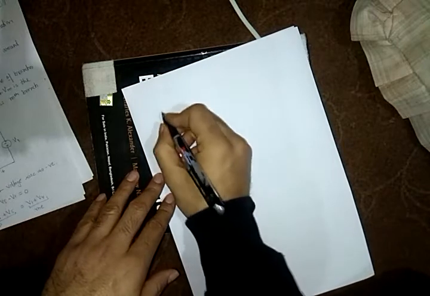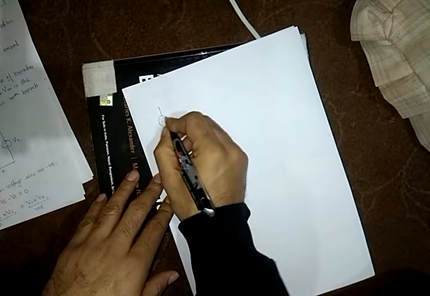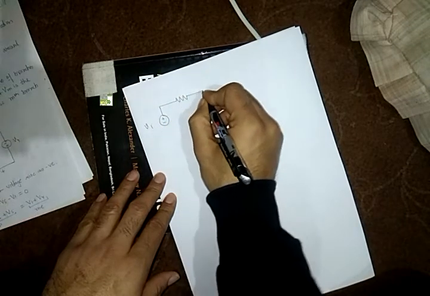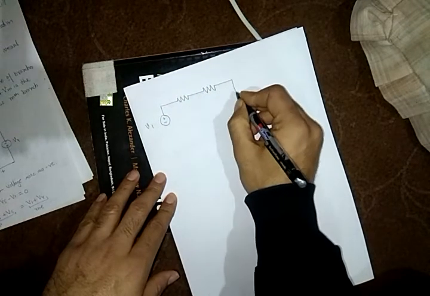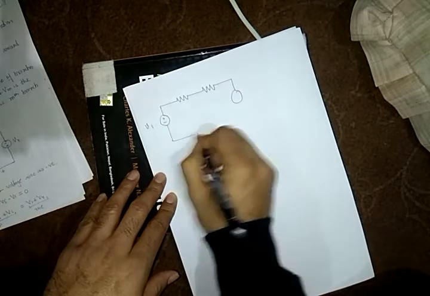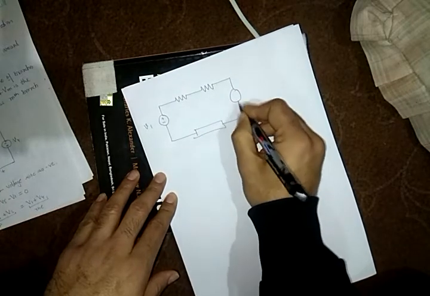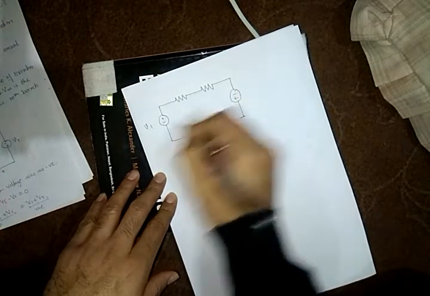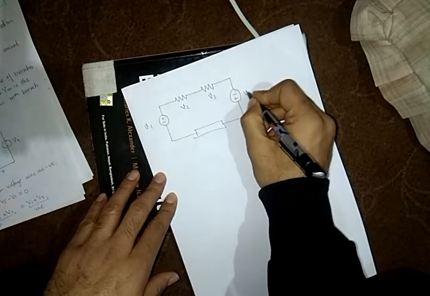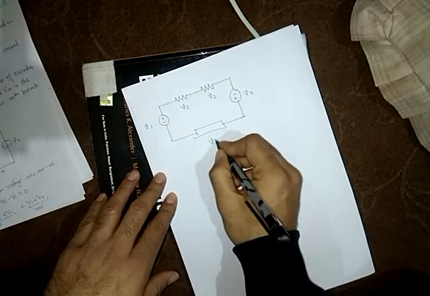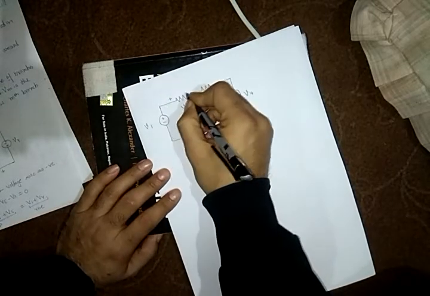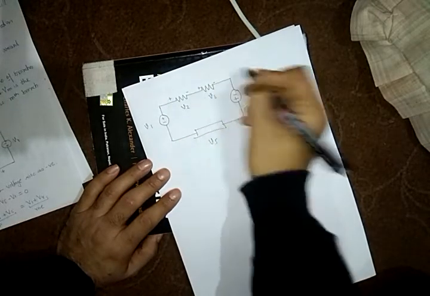So suppose I am taking a circuit here like this. This is V1, this is the voltage drop across, this is V2, this is V3, this voltage is V4, and this is V5. Suppose I'm saying this is positive, this is negative, this is positive, this is negative.